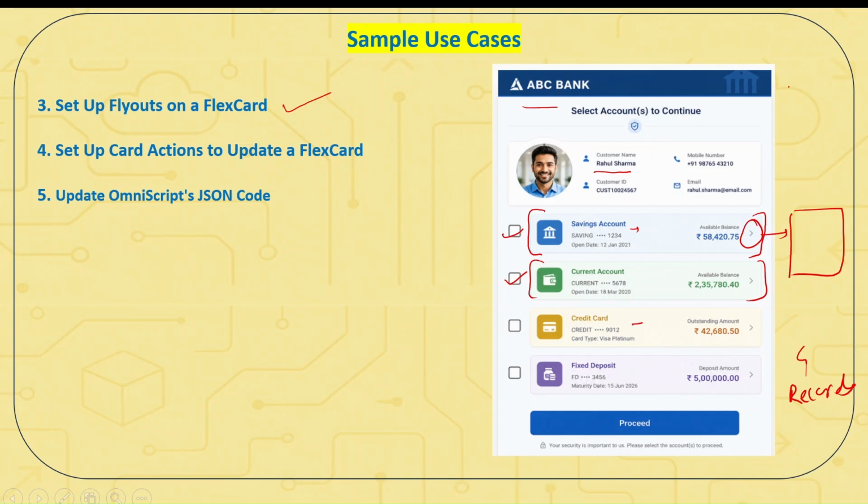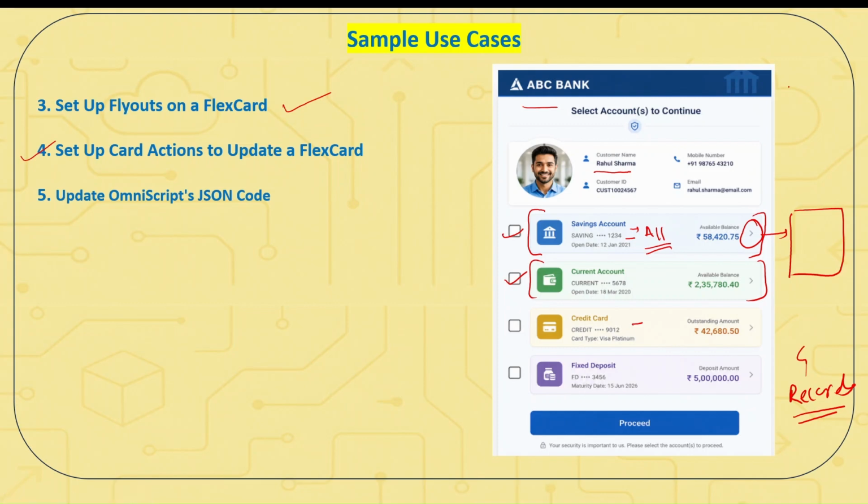When I say the card is selected, what does it mean? All the information in this card, the complete record for this specific savings account, will be selected. You may wonder why. It may be useful in further processing of this application. We may need to check the details or transactions of this account, or any other purpose. So whenever there is a requirement to select a card, we can use this action type, the Set Card Action, to update FlexCard.